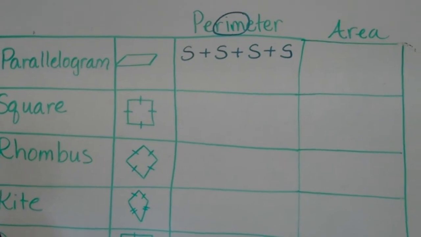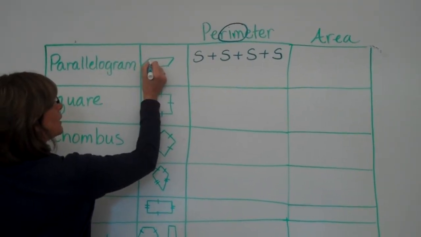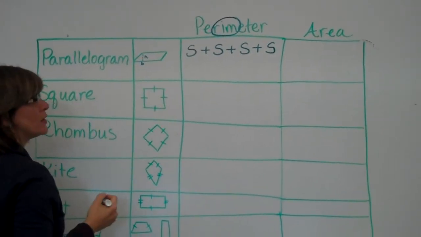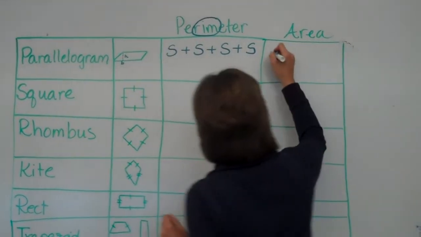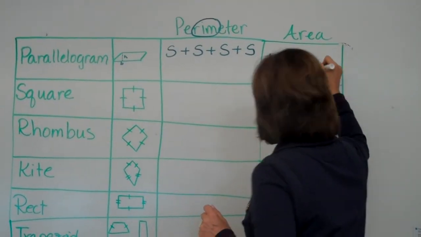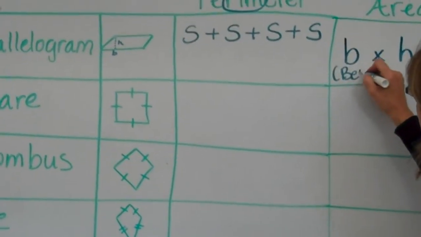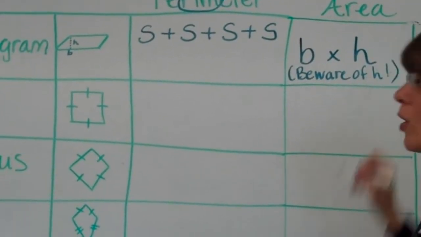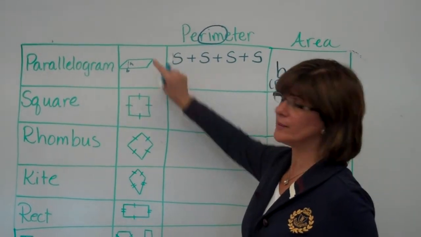To get the area of a parallelogram, again, be very careful of that height because you want to make sure that the height is straight. So to get the area of a parallelogram, you're just going to do base times height, but you have to make sure and have the correct height. So I'm going to say here, beware height. Don't be that kid that measures this as the height.